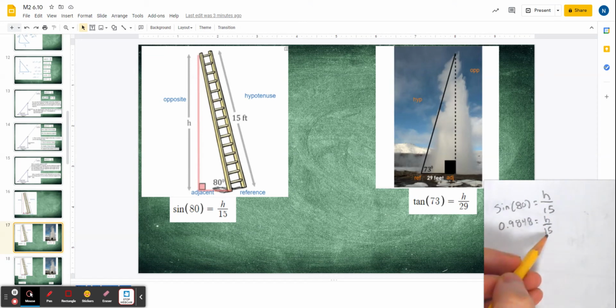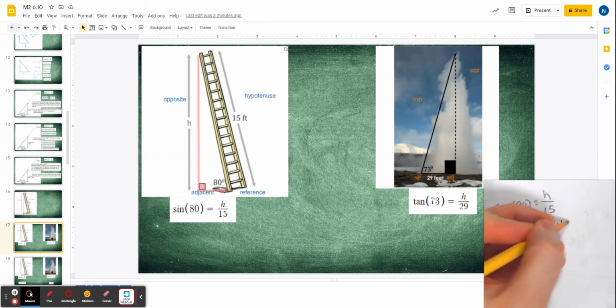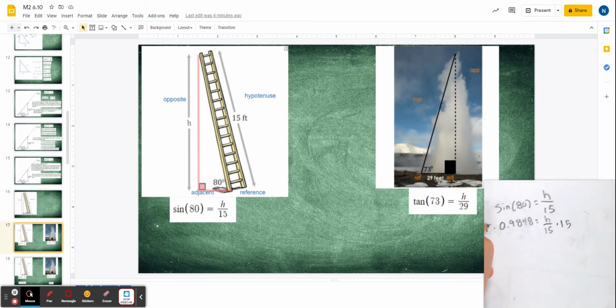It's being divided by 15, so undo the divide by 15. I would multiply both sides by 15 there. And h would then equal about 14.77 feet. And I can do the same thing for that second problem there.